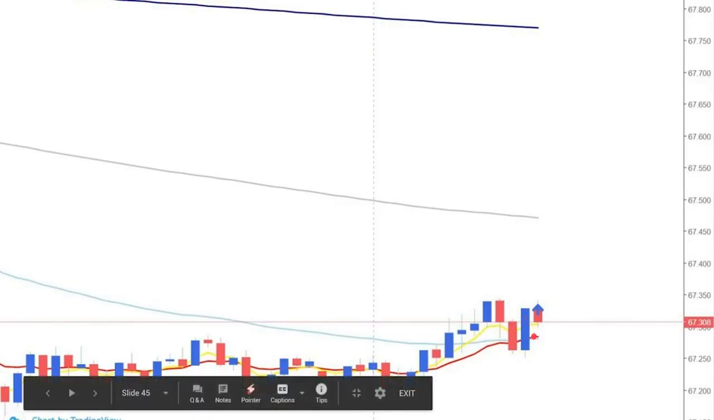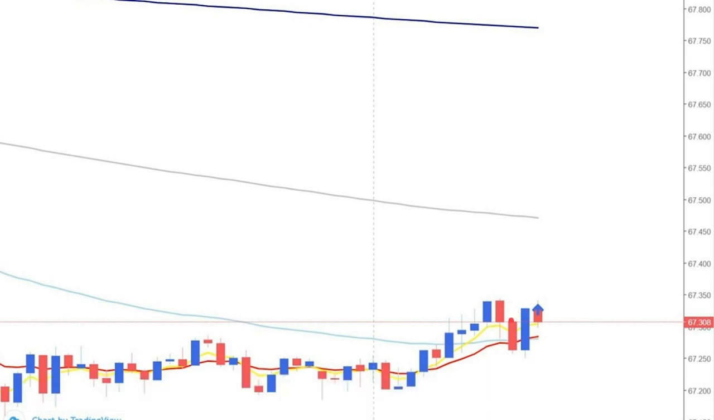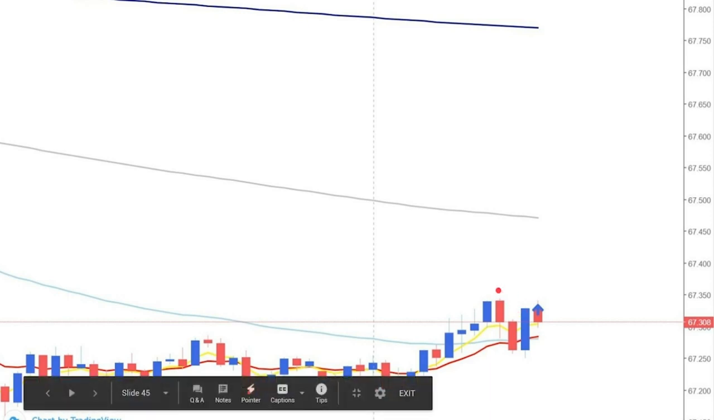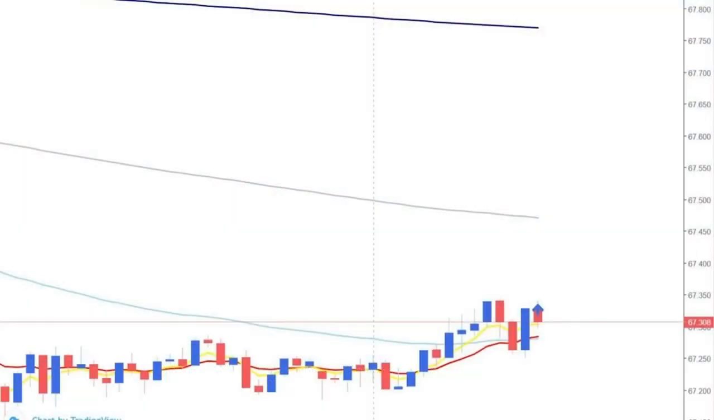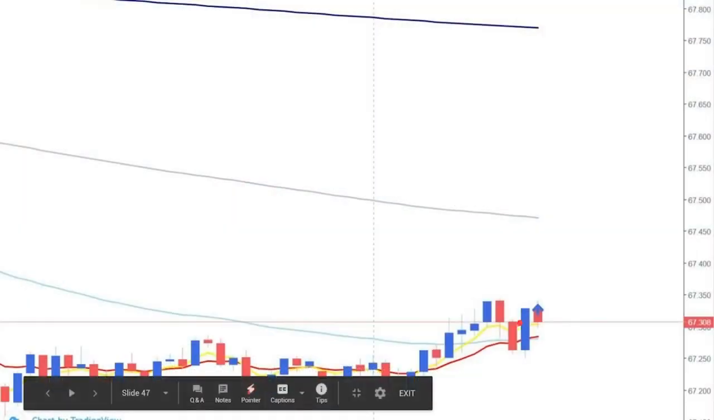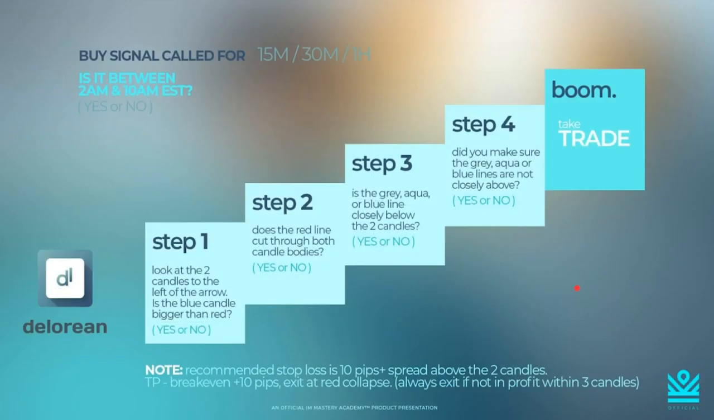So we'll go back here. Is the blue candle bigger than the red? Well, it's very obvious. The answer is yes. The blue candle is bigger than the red, so we move on to step 2. Does the red line cut through both candle bodies in step 2? Does the red line cut through both candle bodies? Well, you can see the red line comes up, cuts through here, cuts out there, cuts through both, so we get an answer yes. We go to step 3.